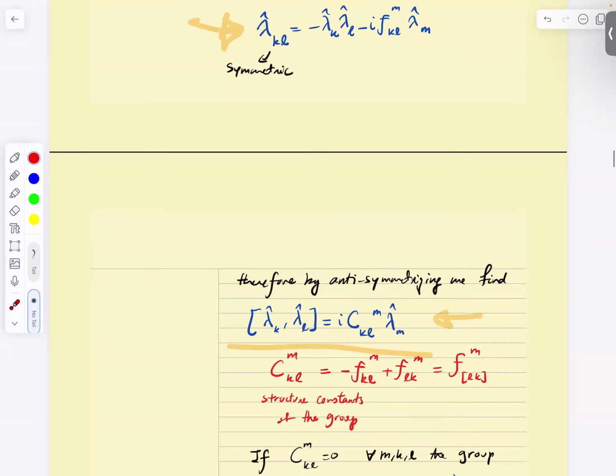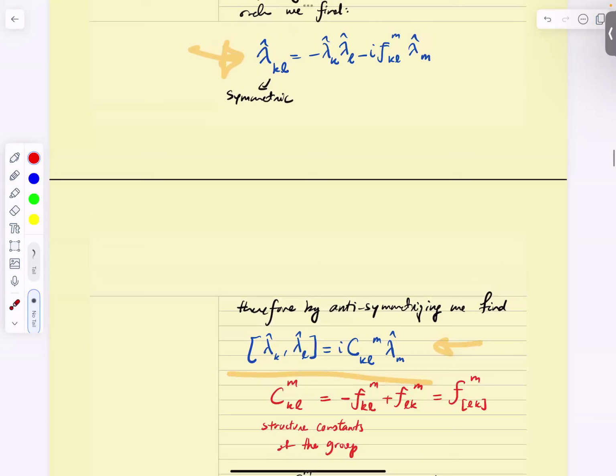Good. Now, what happens if the C^M_KLs are all zero? The Lie algebra is abelian. What is the Lie group? Abelian, right? So you learn immediately that all the non-trivial stuff is in the non-abelianness, right? The commutator of these guys.